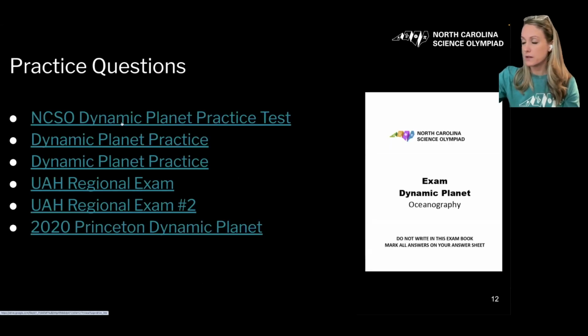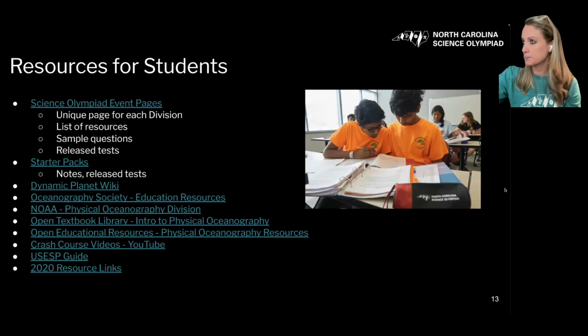Some practice questions. This first link here will take you to a practice test from North Carolina Science Olympiad. So this is one of our old tests. This ran several years ago. It is oceanography topic and it is a sit-down test. So there is the test included here, the answer sheet, and the answer key. There are some other links here of practice tests that I found for you. I tried to take the legwork out of it for you so that you just had a handful of tests that you can use as practice or practice question sets to use with your kids.